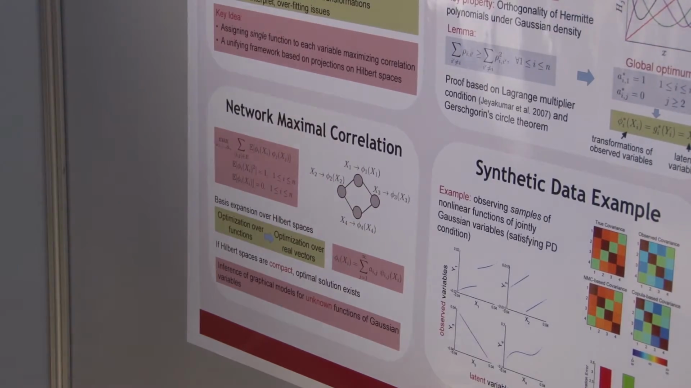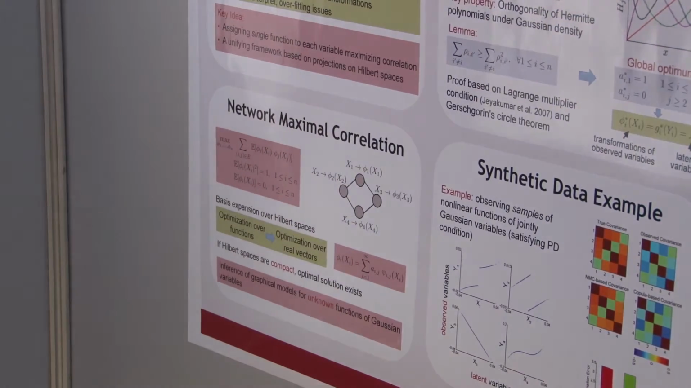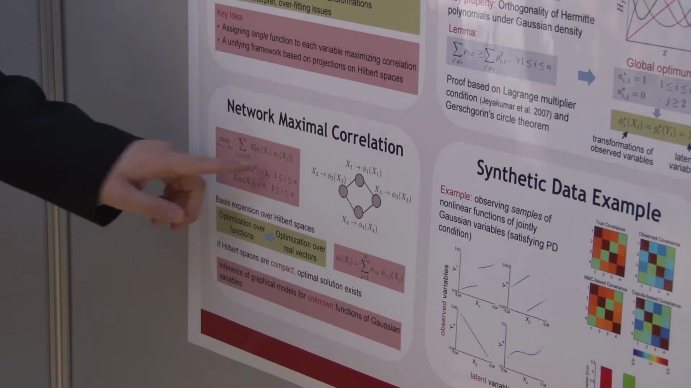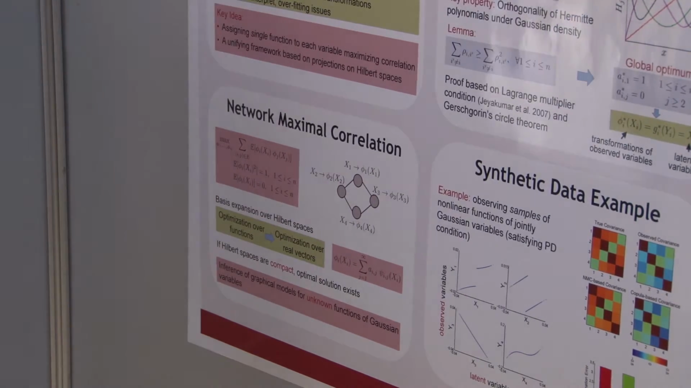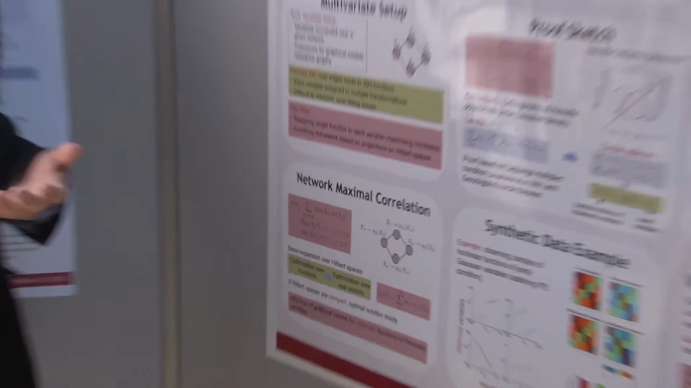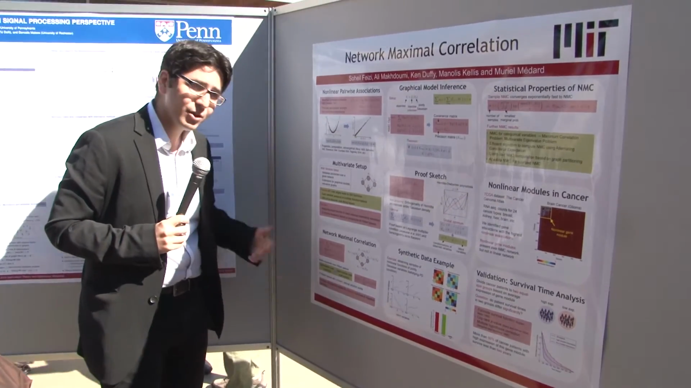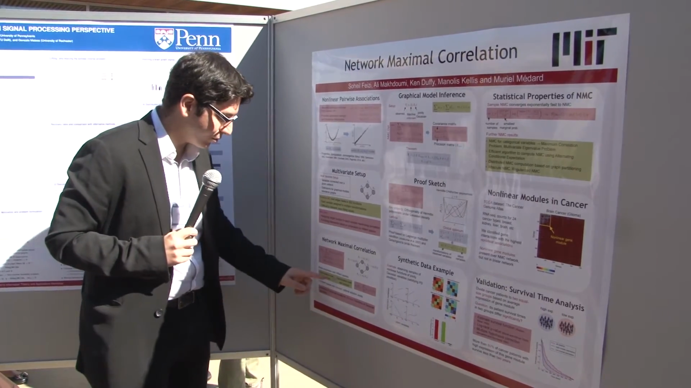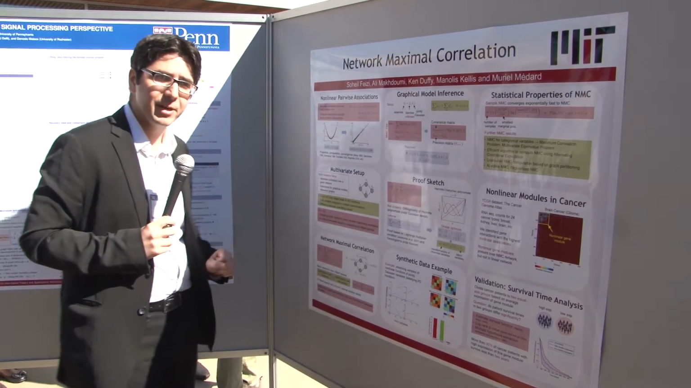But this optimization is over all functions again. These functions are measurable, with mean zero and unit variance. But we don't have any prior knowledge about the shape of these nonlinear dependencies. So the idea to solve this optimization is as follows. We use basis expansion over Hilbert spaces.